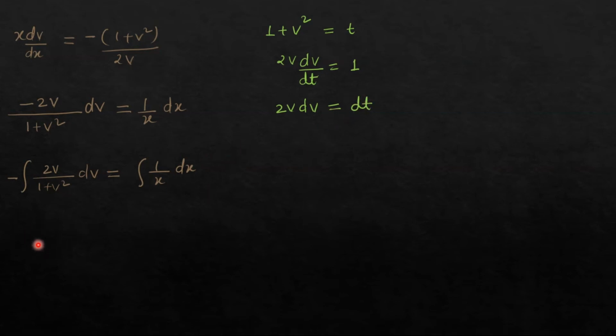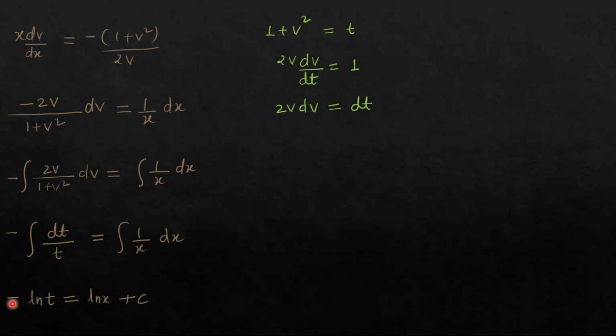So it will come out to be minus integration of dt divided by t, because 1 plus v square is equal to t, is equal to integration of 1 by x dx. Now integrate both the sides. Integration of 1 by t is equal to ln t. So with the minus sign, minus ln t is equal to integration of 1 by x, which is ln x, with a constant of integration c.